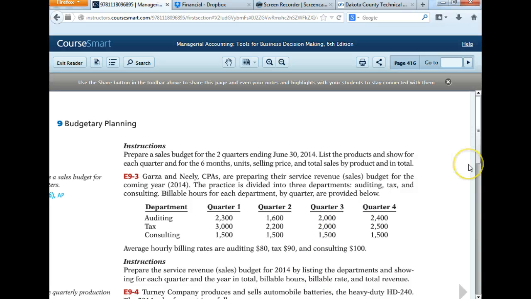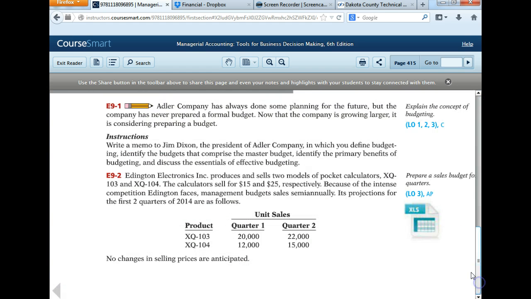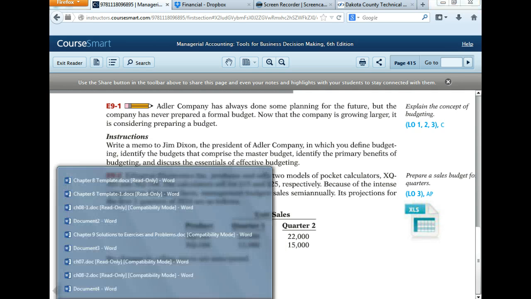Prepare a sales budget for the two quarters ending June 30th. List the products and show for each quarter and for the six months units, selling price, and total sales by product and in total. So we need to create a sales budget and show for each quarter the units, the selling prices, and the total sales. Two pocket calculators, 103 and 104. The 103 sells for $15, the 104 sells for $25, and here are the projections. So let's figure out how we're going to do this.